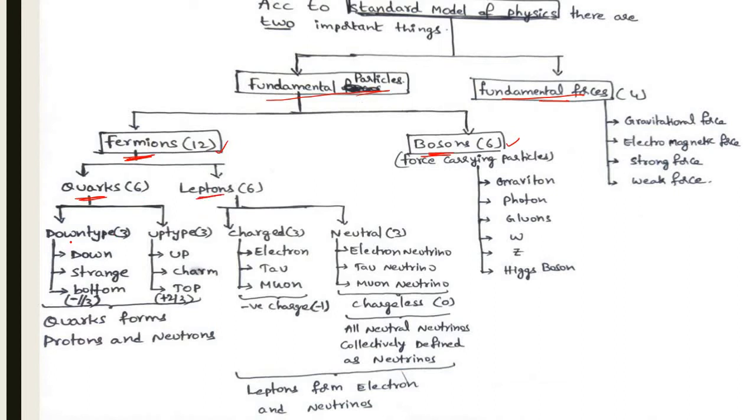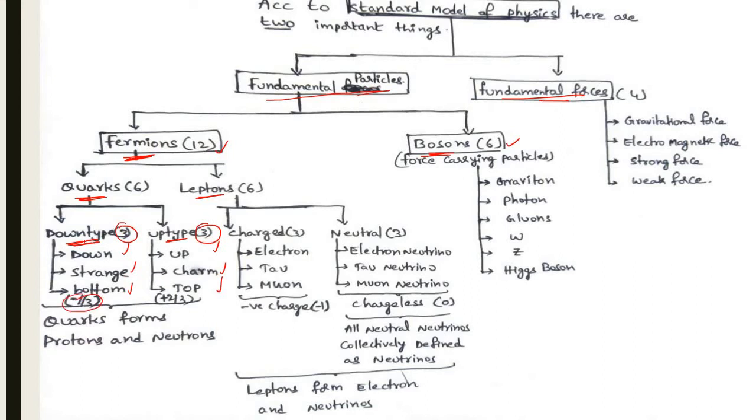These quarks are further divided into down type, which are 3 in number, and up type, which are also 3 in number. Down type are down, strange and bottom. Up type are up, charm and top. See, if you see, I have written here minus 1 by 3.